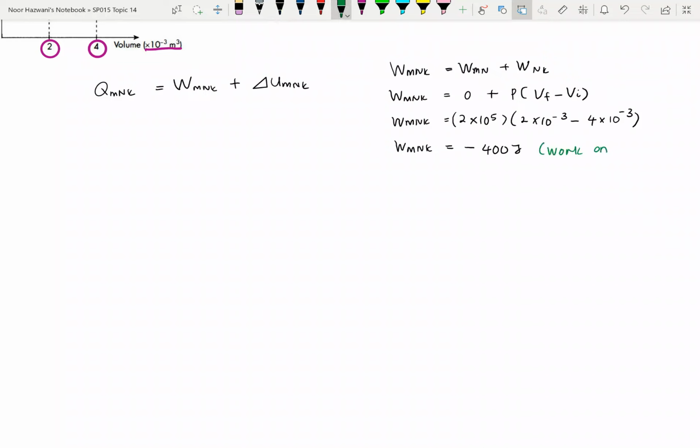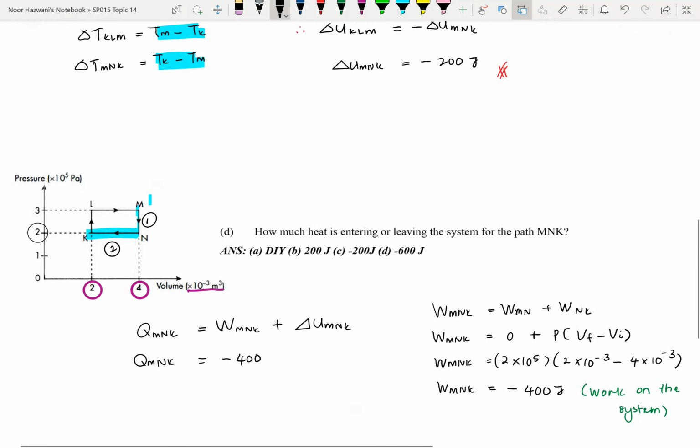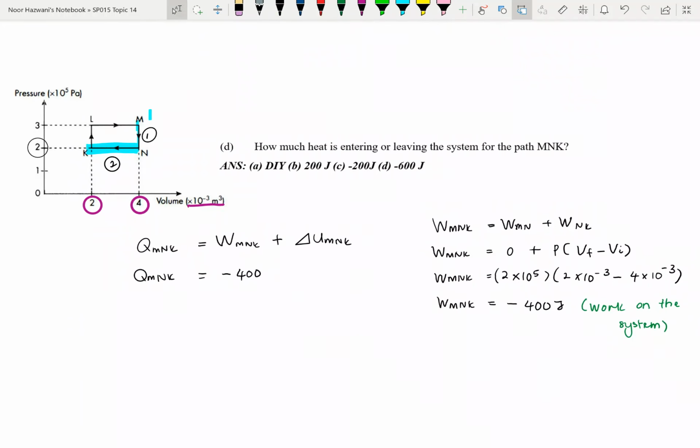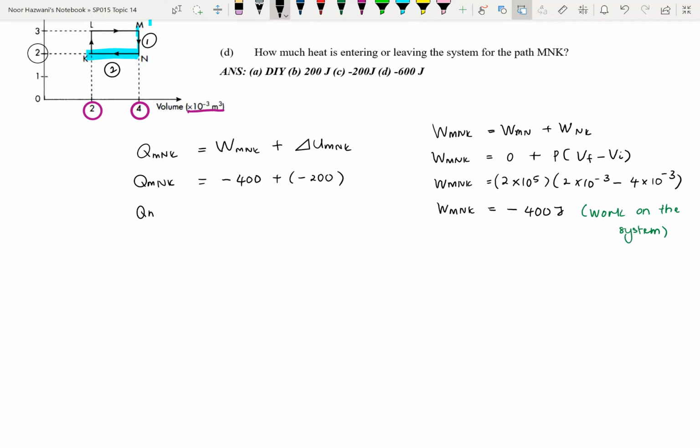Okay, so we want to see whether Q will be positive or negative. So, our work done is negative 400. Don't forget, sign convention is very important. And then plus our delta U which is negative 200 joule that we got from the previous part. So, plus negative 200. Then, you will get Q M and K equals negative 600 joule. So, meaning what? Heat is leaving the system.